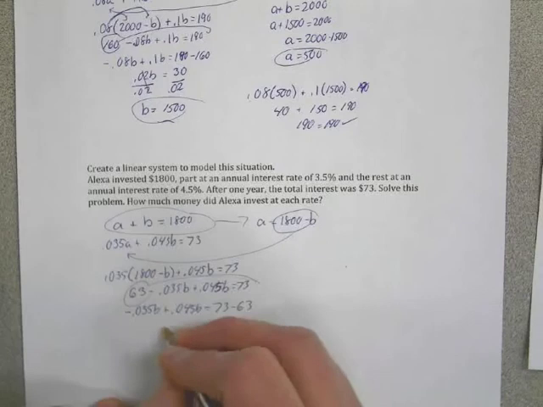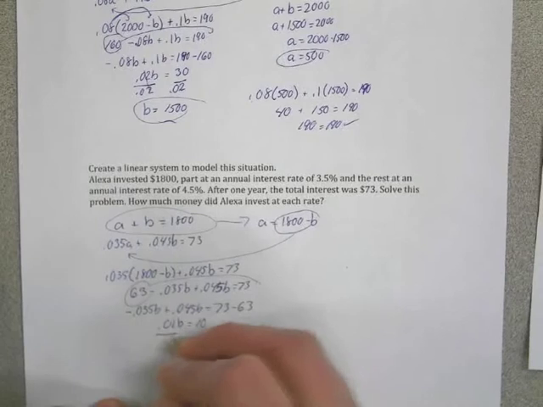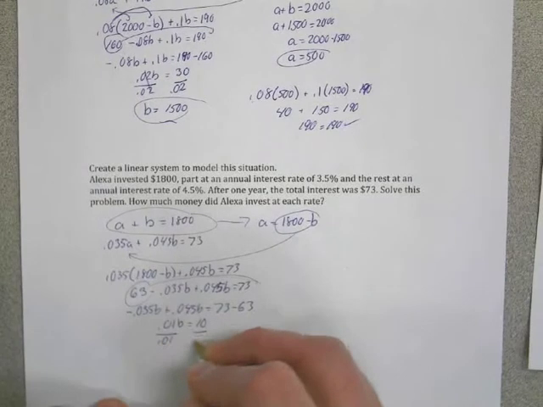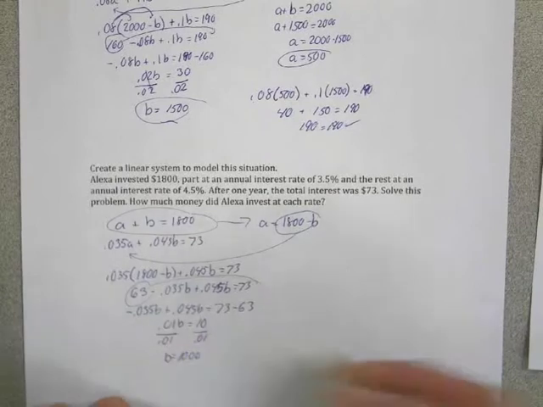So I get 0.01B is equal to 10. Divide by 0.01. What I do to one side, I do to the other side. B is equal to 1,000.